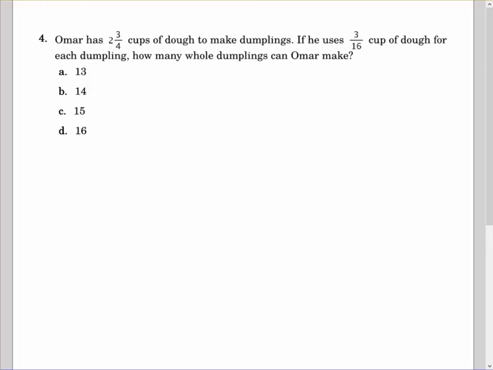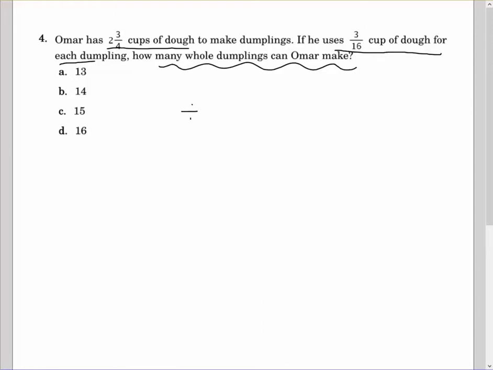I want you to conceptually look at that and think, is this something where division would make sense? So Omar has 2 3/4 cups of dough, and he's using this much for one dumpling. We want to figure out how many dumplings he can make. All right, so we have to decide what operation it is. And again, because we're splitting something up into servings, that tells us it's division.